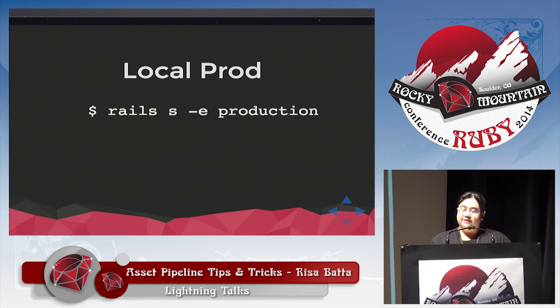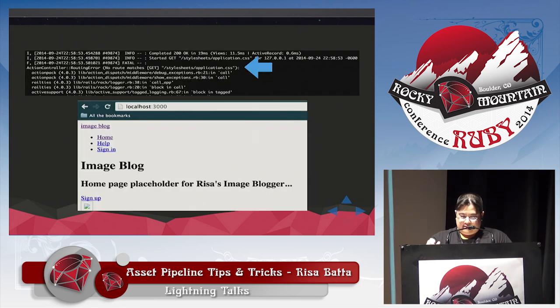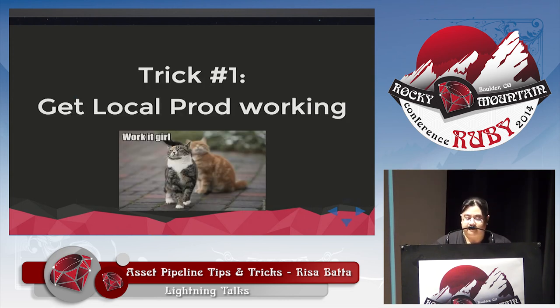First things first, run rails s -e production, otherwise known as RAILS_ENV=production rails s. And you click on it, and things break again. And this is exactly why we say test locally in prod. You can see at the very top that you get the no route matches GET error, and you don't actually see anything. So going on to the first trick, let's get local prod working.